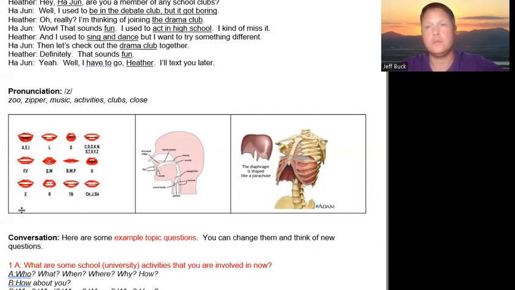Zzz, zoo, zipper, music, activities, clubs, clothes. So Koreans often pronounce this sound z as j, like Jeff or jar or gym or jet. Like a J or a G. Okay, like Egypt. And that's because the sound Z doesn't exist in the Korean language.